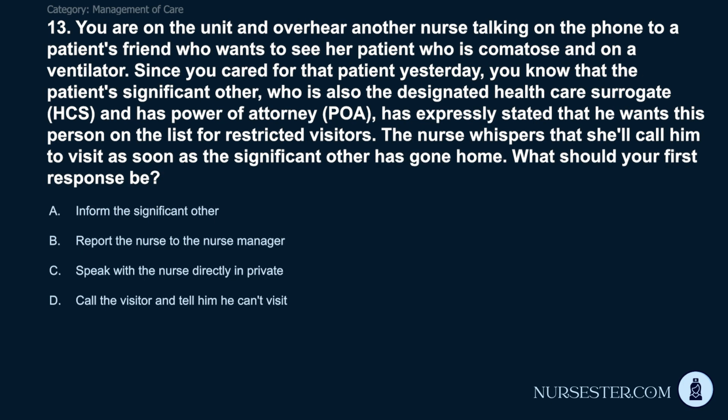13. You are on the unit and overhear another nurse talking on the phone to a patient's friend who wants to see her patient who is comatose and on a ventilator. Since you cared for that patient yesterday, you know that the patient's significant other, who is also the designated healthcare surrogate, HCS, and has power of attorney, POA, has expressly stated that he wants this person on the list for restricted visitors. The nurse whispers that she'll call him to visit as soon as the significant other has gone home.